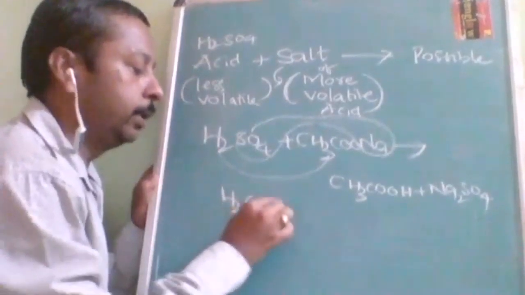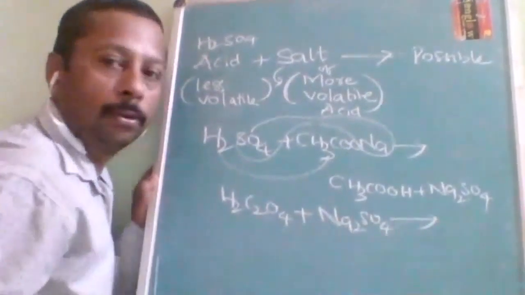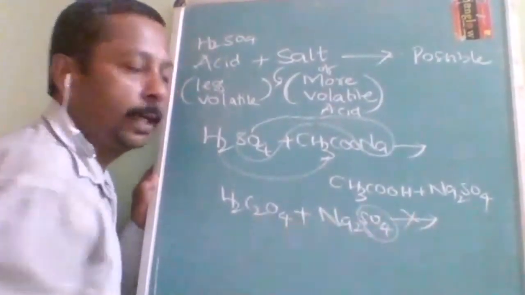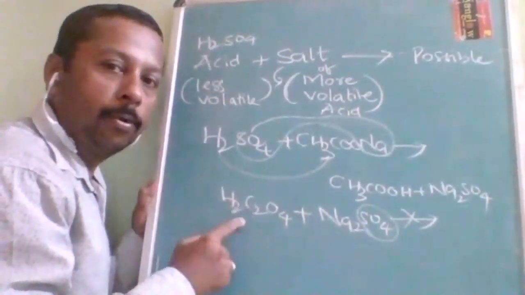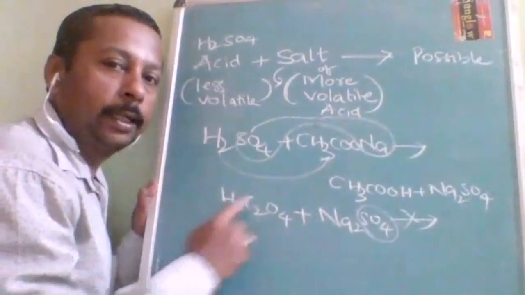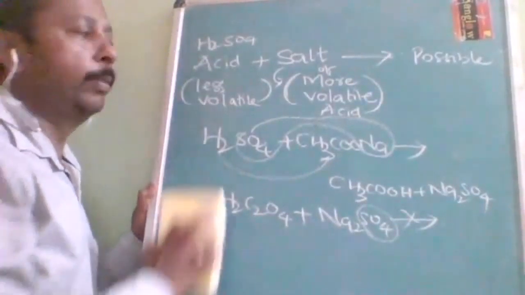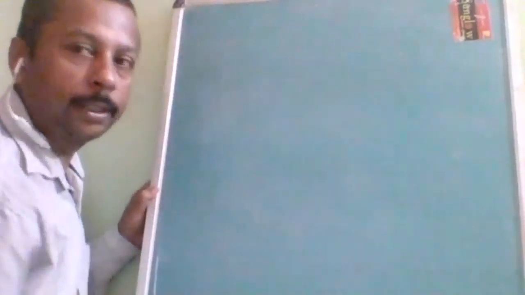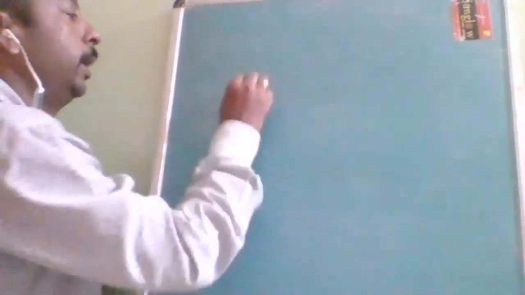Suppose if I take it the other way, let us take H2C2O4 plus Na2SO4. Is it possible? No. Why not possible? Because sulfuric acid is a less volatile acid and oxalic acid is a more volatile acid. More volatile acid cannot replace less volatile acid, but less volatile acid can replace more volatile acid. Now people started asking doubts on how to remember. Very simple. All organic acids are volatile. Is it understood, students?